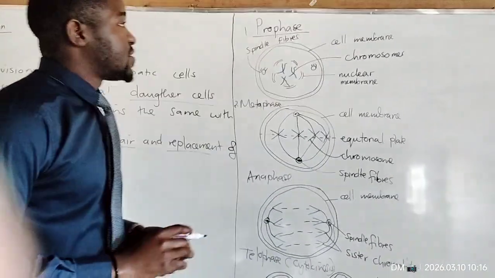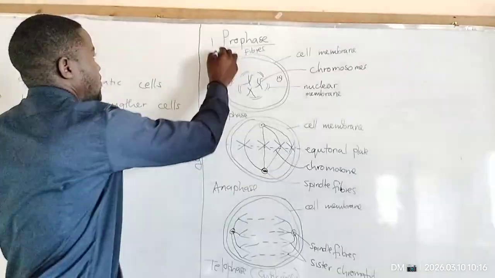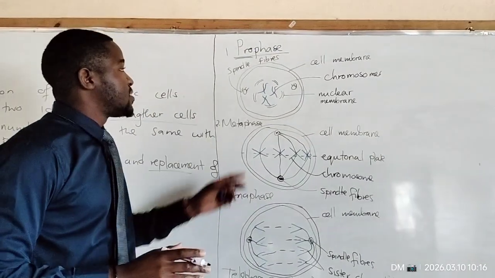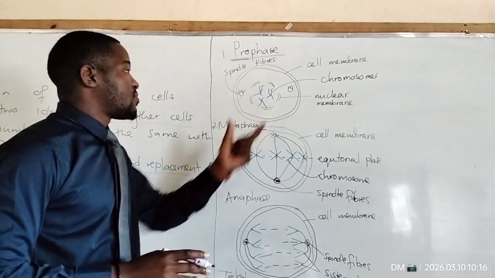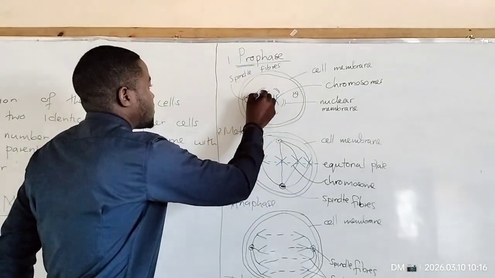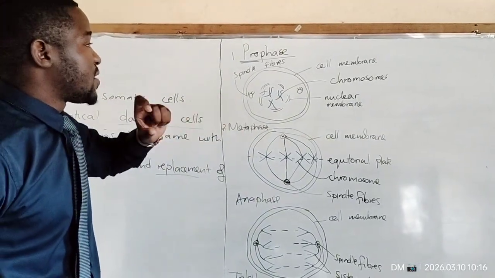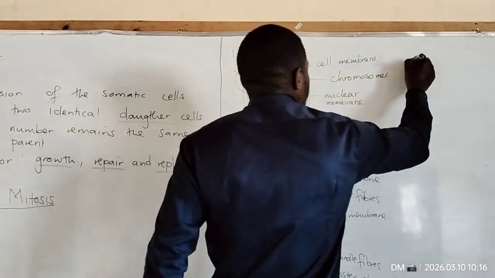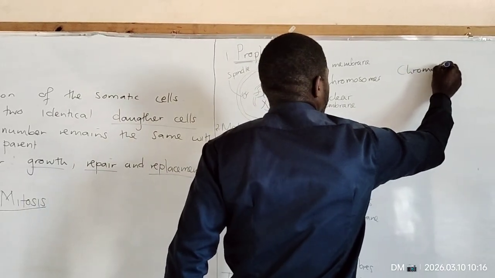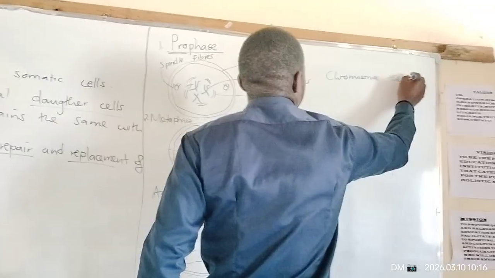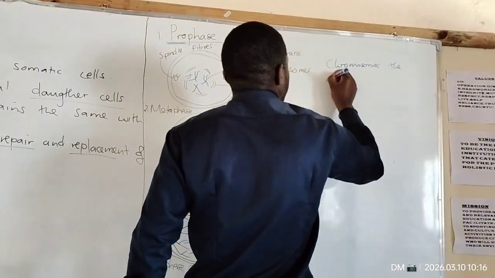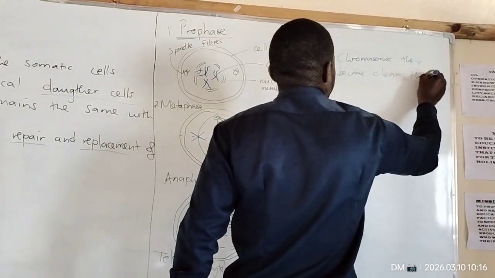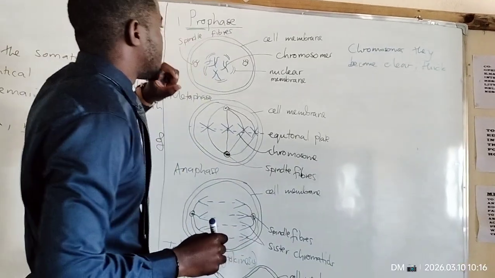On prophase, from the name pro, the chromosomes become prominent, they become clear in the cell. So as you can see in this diagram, the chromosomes are very clear here. They are supposed to be 4 there. The chromosomes become very clear. The other thing that happens is spindle fibers start to form. So the chromosomes become clear, thick. You can clearly see the chromosomes.